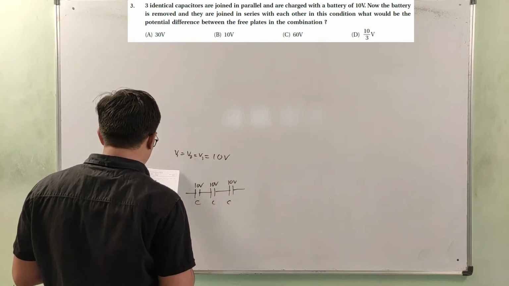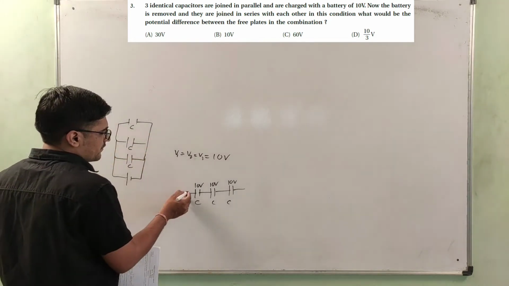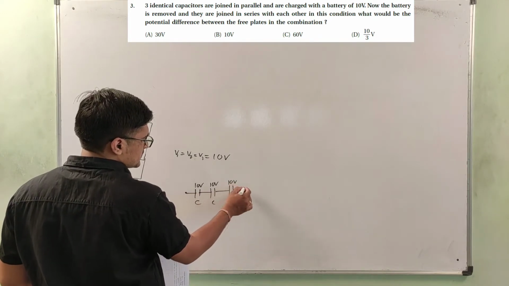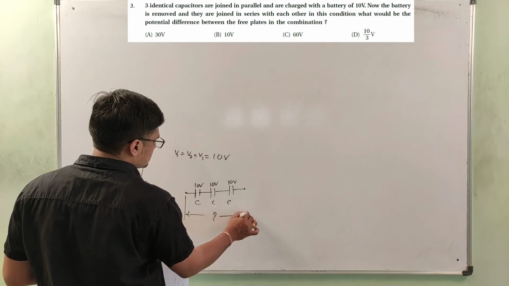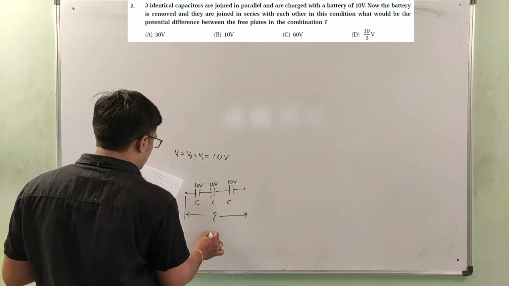In this condition, what would be the potential difference between the free plates in this combination? Free plate means which is not connected to any other plate. So this plate is free and this plate is also free. So what is the potential difference between these two plates? So that is equal to 10 plus 10 plus 10, that is equal to 30 volt.